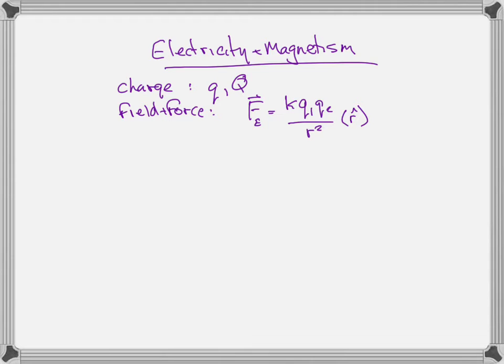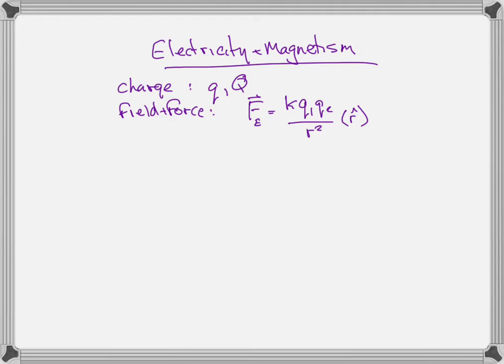Right, two like charges, a plus charge and a plus charge, don't attract like masses do. They repel. So the force is indeed in the radial direction. And if one charge is negative and one charge is positive, then you can factor out that negative, and that gives you a negative r hat, and that tells you that it's attractive. If both charges are negative, then it's repulsive, and a negative times a negative is a positive.